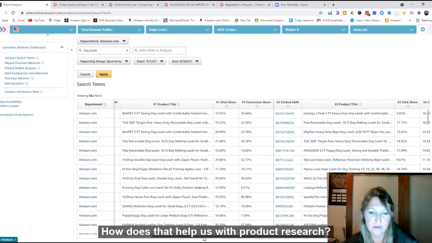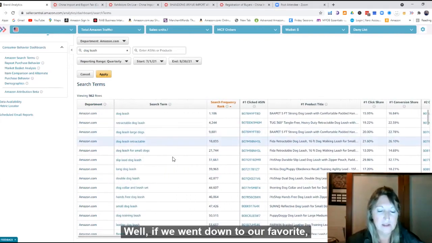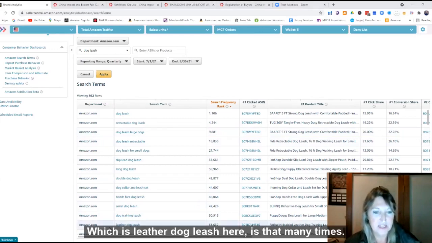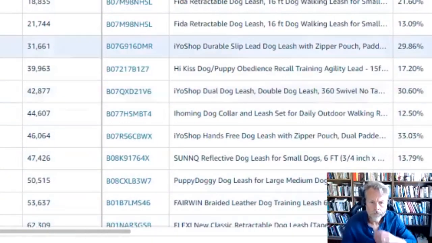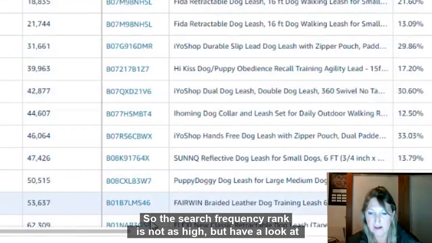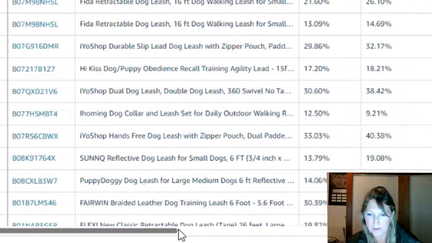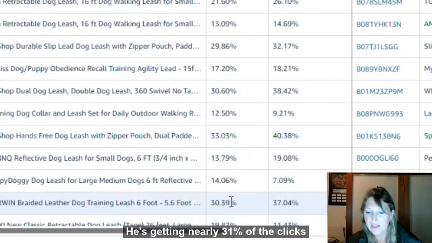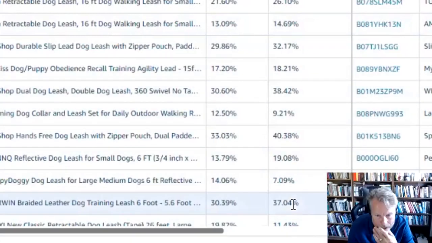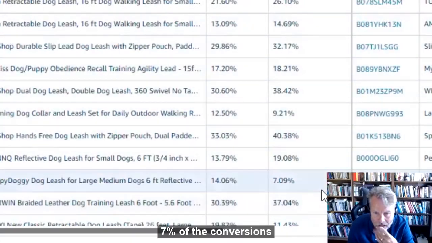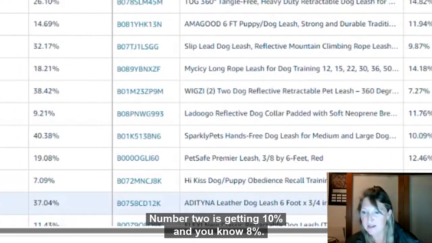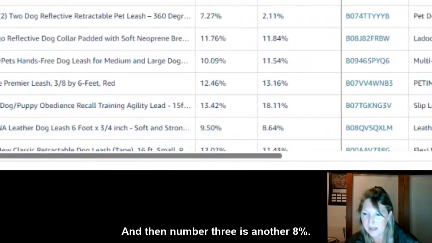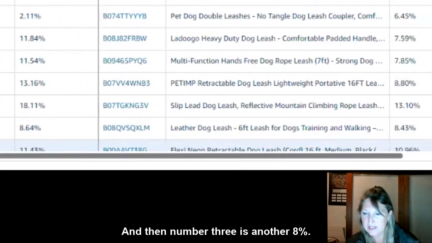Now, how does that help us with product research? Well, if we went down to our favorite, which is leather dog leash, Neil. Mm-hmm. We use that many times. So the search frequency rank is not as high, but have a look at Farwin. He's getting nearly 31% of the clicks. Holy shit. 7% of the conversions. Number 2 is getting 10% and 8%. And then number 3 is another 8%.